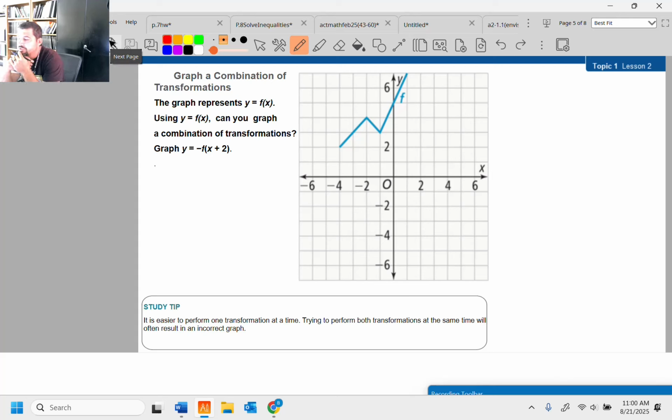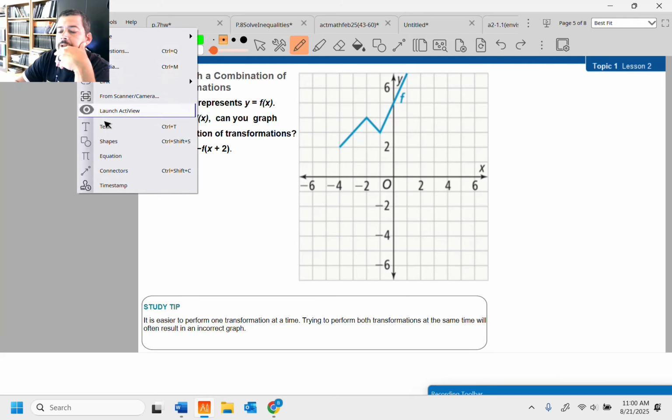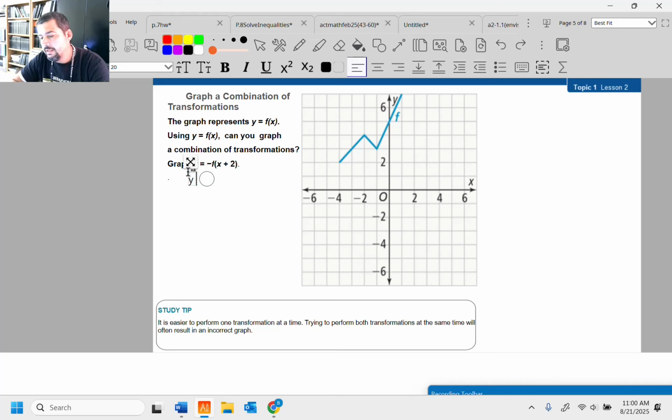All right, graph a combination of transformations. The graph represents y equals f of x. Using y equals f of x, can you graph a combination of transformations? And you're tasked with graphing y equals negative f of x plus 2. Now, your full transformation form looks like y equals a times f of b times x minus h, plus k. The only two letters they have given you is they're telling you that a is a negative 1 and h is a negative 2. The issue with transformations, first off, is picking out what the letters are, knowing what the letters are, and then knowing the correct order.